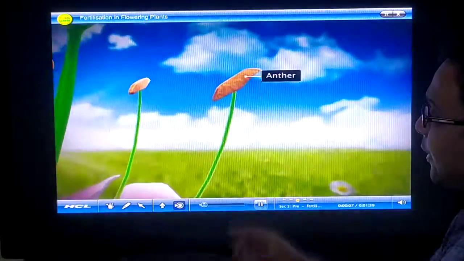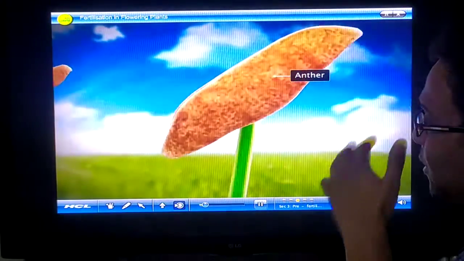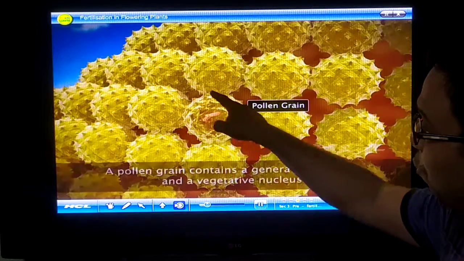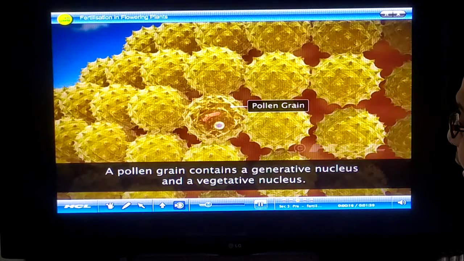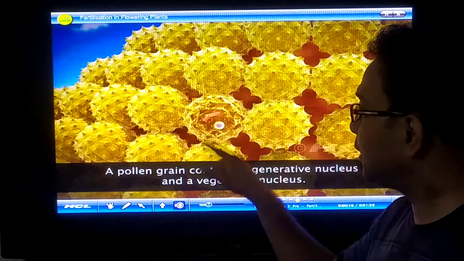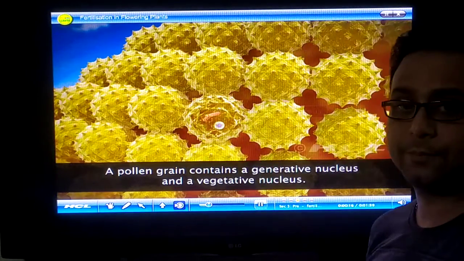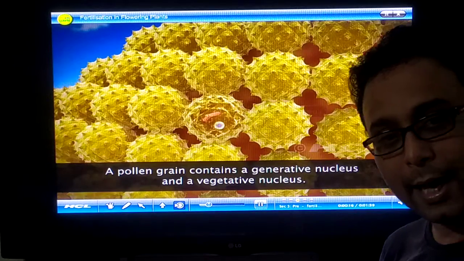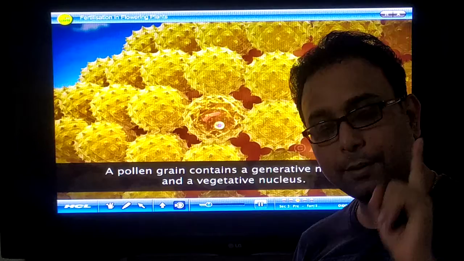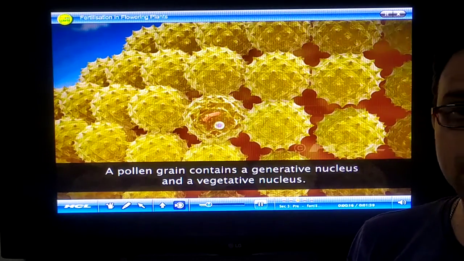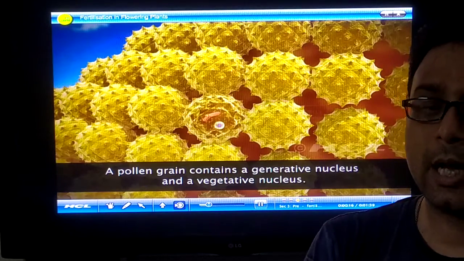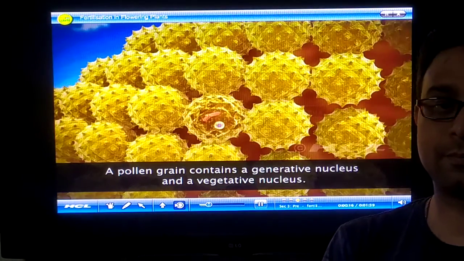So here is the anther structure. This is the most important structural part. Inside that you can observe the pollen grains. If you notice their structure, it is covered by two membranes, an outer membrane and an inner membrane. The outer membrane of the pollen grain is called the exine and the inner membrane is called the intine.